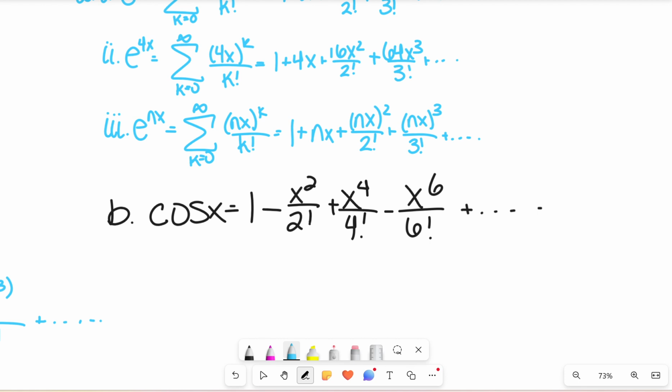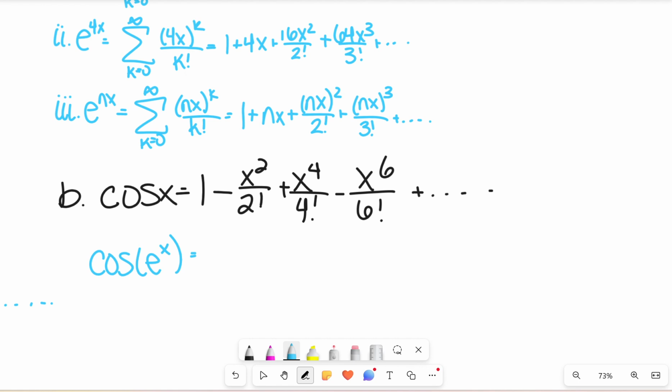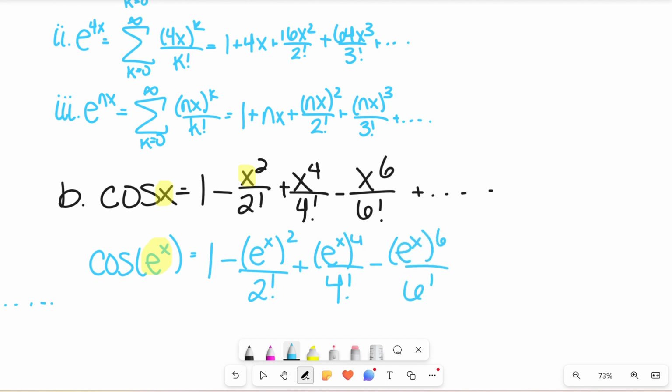All right, now I need to use this to approximate what cosine e to the x would be. So we're going to do the same process that we did last time. Previously I saw an x, now I'm going to have an e to the x. So I'm going to replace everything that I see. So 1 minus e to the x squared, my x is in my exponent, over 2 factorial plus e to the x to the 4th power over 4 factorial, e to the x to the 6th power over 6 factorial, and again this pattern is going to continue.